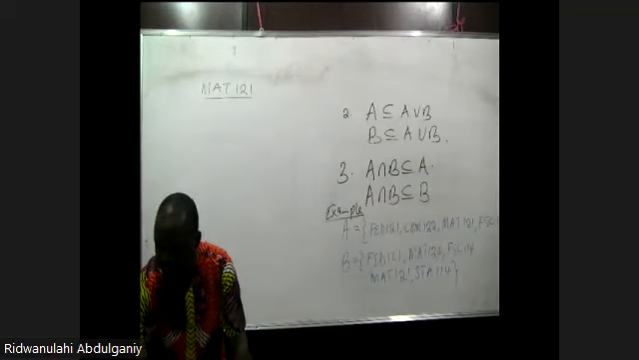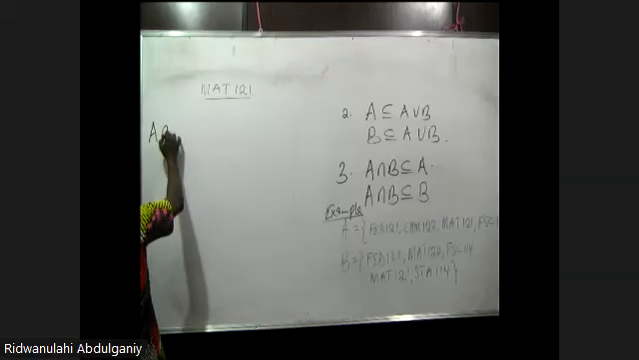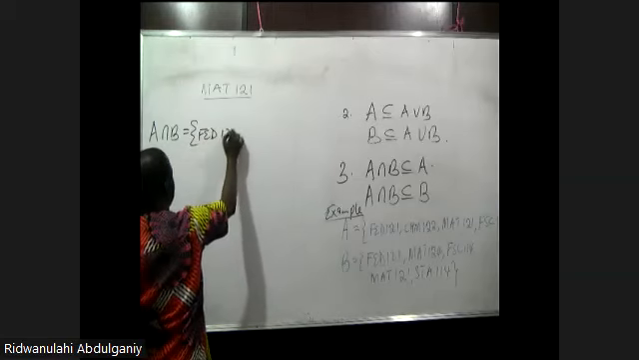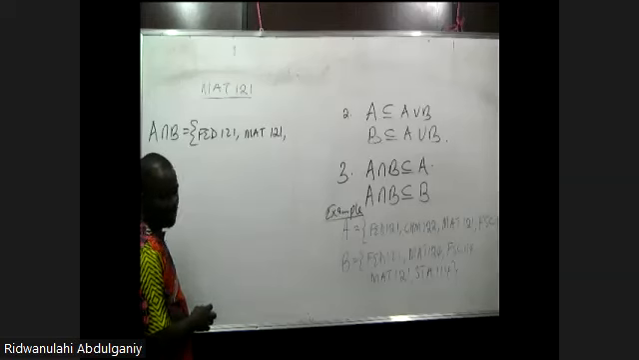Benedita, let me listen to you, please. We said we're talking about intersection, and we said the intersection means common. What is common between two sets? So A intersection B should be FED 111, MAT 111. Is that all? Are you sure? Look at the board very well.